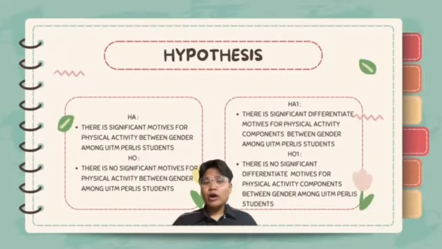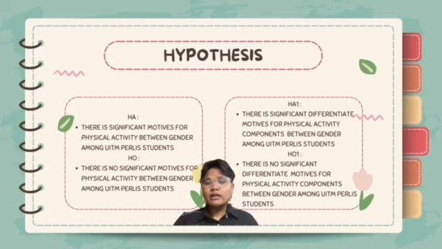Okay, now we move to hypothesis in this study. So, the alternative hypothesis is there is significant motive for physical activity between gender among UiTM Perlis students. For the null hypothesis, there is no significant motive for physical activity between gender among UiTM Perlis students.